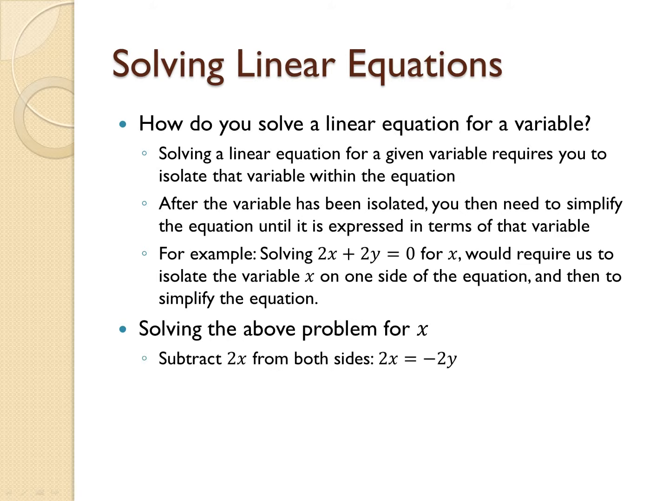First, we'll subtract 2y from both sides to isolate 2x. Second, we will divide by 2, which gives us x equals negative y. Thus, our final result is x equals negative y because the original equation is now expressed solely in terms of x.